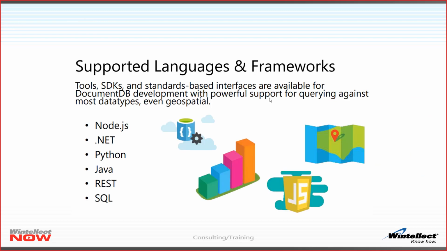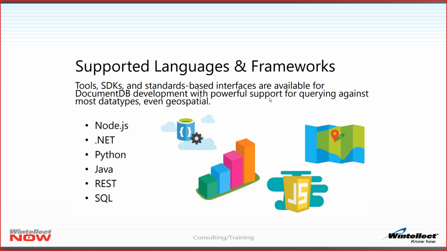So, some supported languages and frameworks. This applies to Gremlin, or to the Graph API. You can use Node.js, .NET, Python, Java, REST, and SQL. You can pretty much use any major development environment you want to use, and it will work with any of the major paradigms that are available on Cosmos DB.